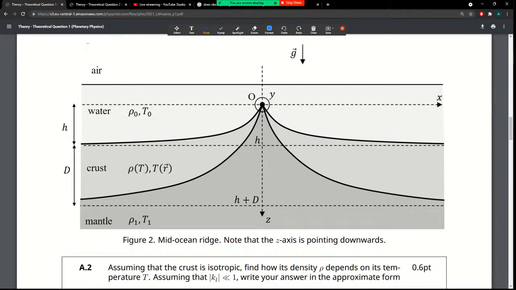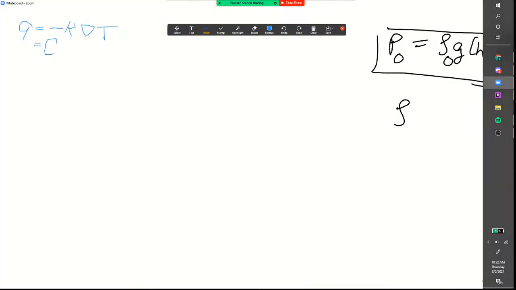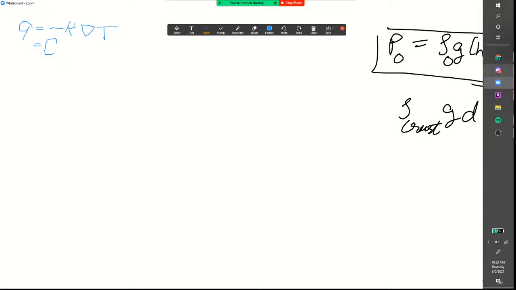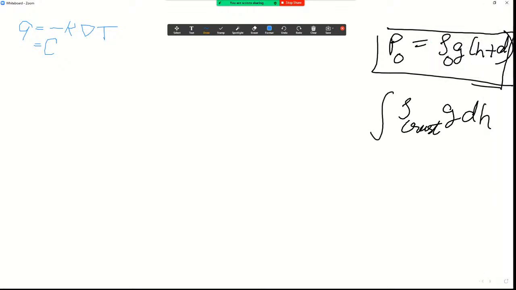We can do rho crust G H. But H as crust is varying, so we have to take dH and then integrate, from H to H plus D. And before H there is rho naught G H also. That can directly cancel this.